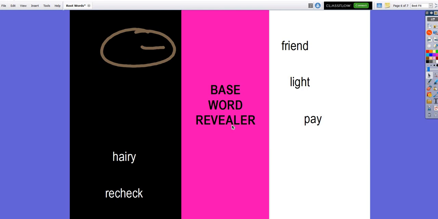And then hairy. What would the root word of hairy be? Good. It had a suffix at the end. It added a Y at the end. So if you took off the Y, you would just have hair. Very good. Hairy would turn into just hair. That's the root word. And then recheck. What is the root word of recheck? Good. Just check. You had to take off the prefix re, and it would just leave you with the word check. Very good on those root words.